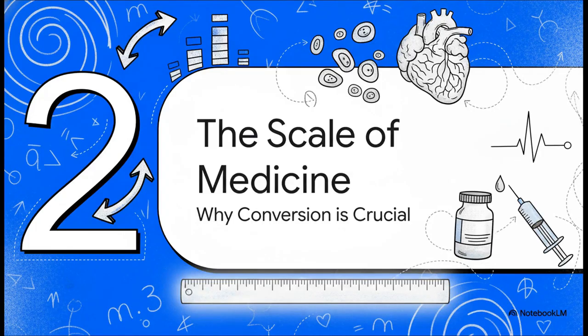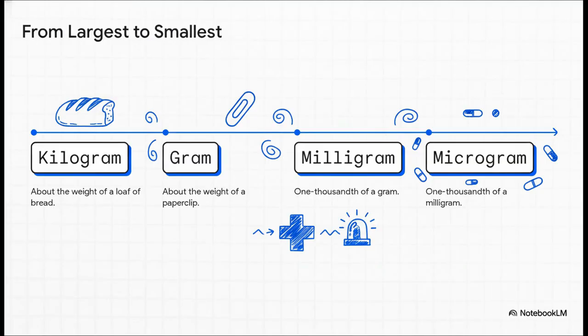All right, so we have our base units: grams for weight, liters for volume. Now let's talk about scale. Because in medicine, the range of measurements we use is just massive. And that's exactly why being able to convert between them isn't just a math problem. It's a critical, life-saving patient safety skill. Just look at this to see what I mean. We can go from a kilogram, which is about the weight of a loaf of bread, all the way down to a microgram, which is this impossibly tiny fraction of a medication. Moving between these is something we do all the time, and getting it wrong, well, that's just not an option.